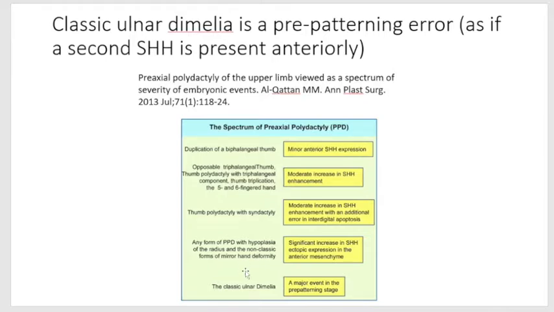this paper is like 20 pages in the journal. I believe that the pathogenesis of non-classic ulnar dimelia, which is the variant of mirror hand, is very, very different from the pathogenesis of the classic ulnar dimelia, where you find the classic 7 fingers, complete mirror image, and 2 ulnas in the forearm. So that's the idea of pathogenesis of the 2 main types of mirror hand deformities.